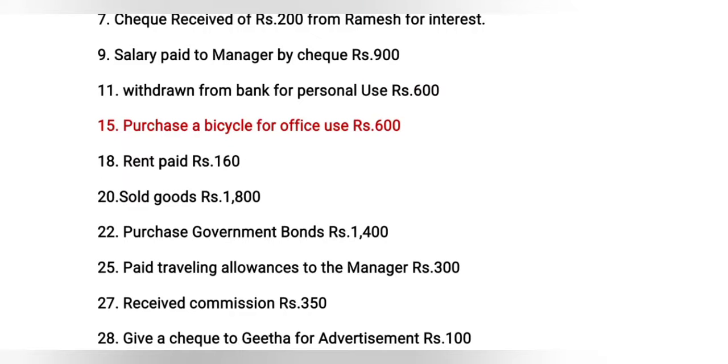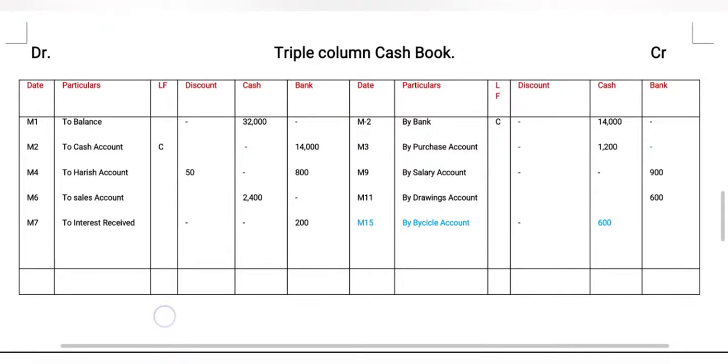15th March, purchase a bicycle for office use, 600 rupees. Here it is clearly stated that a bicycle is purchased for office use. It is an asset of the company. We are going to the credit side of the cash book. Coming to the cash book credit side, that is March 15th by bicycle account, purchased with cash.